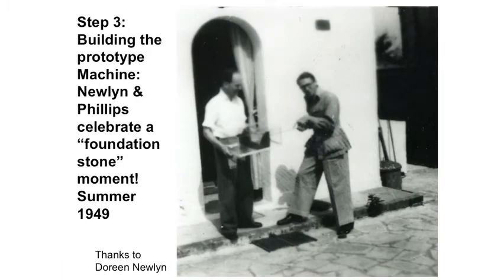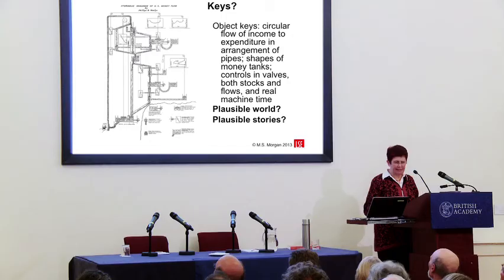Here's them constructing the machine. Newlyn is still in some army gear here. And they celebrated the moment when they built the first tank. They felt it was a sort of foundation moment in the summer of 1949. So Phillips in the doorway is the superior engineer. Newlyn outside is the superior economist. And they're getting together and putting all their knowledge together to build this machine.